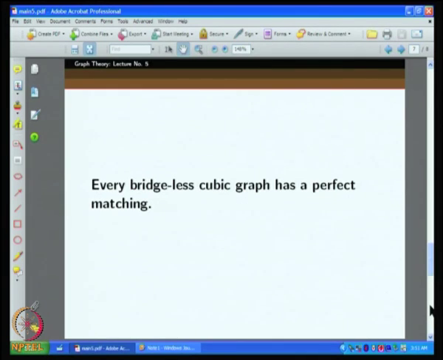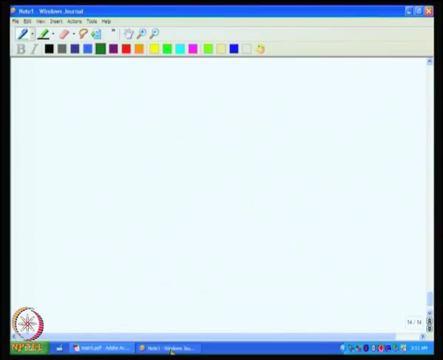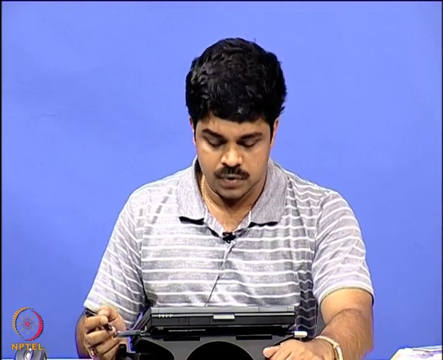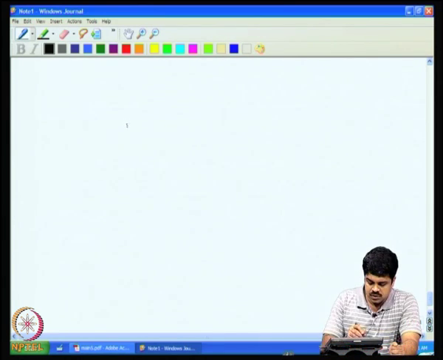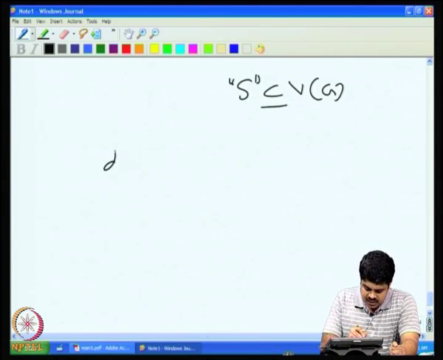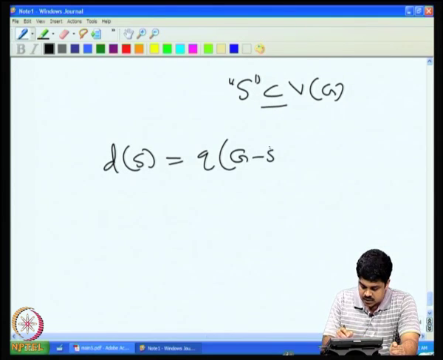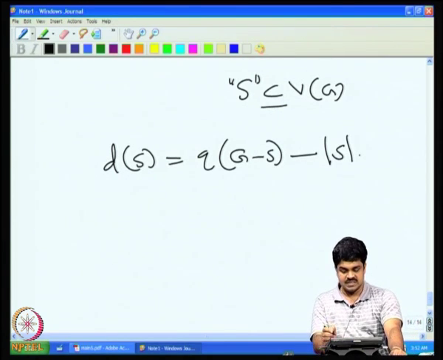So, now we want to prove this statement. How do we prove that such a bad set exists? To prove this, we do the following. We first consider this difference. For instance, you can take any set S. Now, let us say D of S is equal to Q of G minus S minus the cardinality of S. This is essentially the excess.